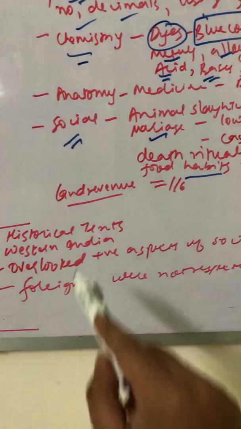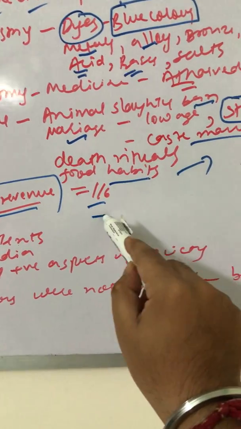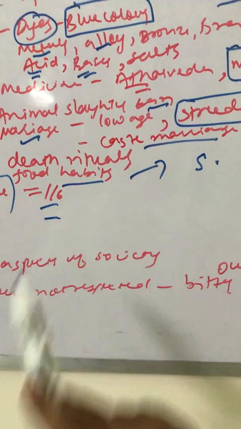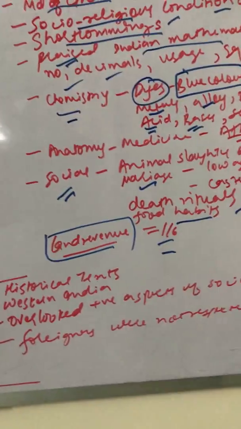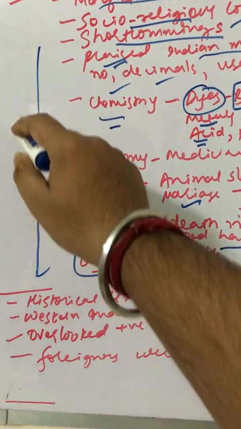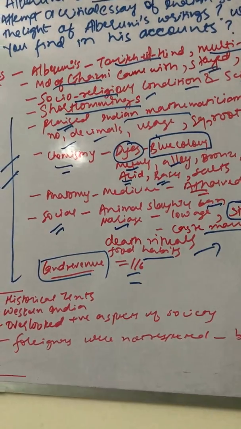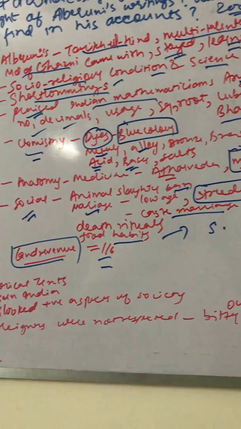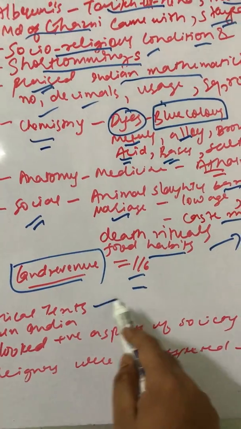Also, he told about the land revenue system, where he gave a vague account that the land revenue was near 1 by 6 of the produce. Apart from these benefits, the clarity of Alberuni's account had some shortcomings. He was critical of Indian society, and he relied on historical texts.